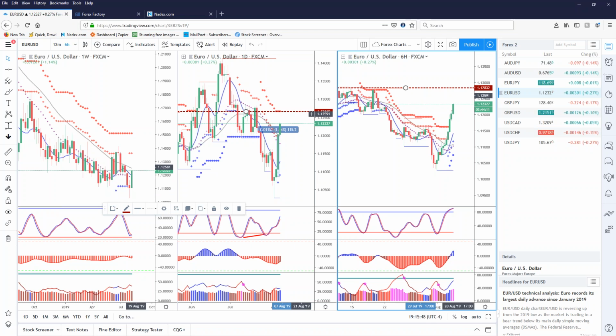Any questions on the euro? At any point when you step into it right now, there's going to be a tendency for that to come down. Why? Because all of these people that went short back in here, what do they want to do? They want to take profits. That's their game. That's what they do. They take profits. They're traders.